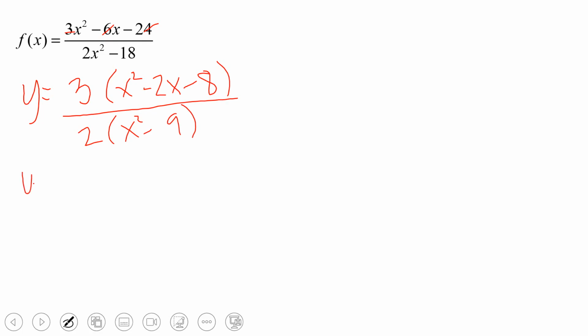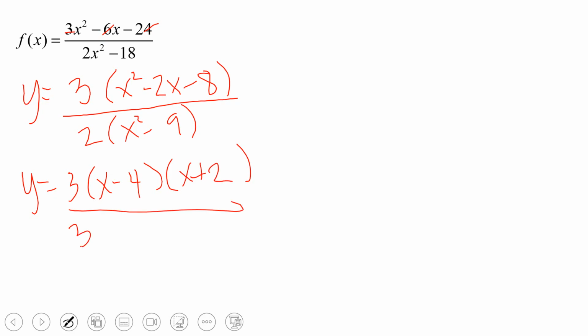Now I need to keep going here. I can ask myself, are there two values that multiply to equal negative 8 and combine to equal negative 2? There are, x minus 4 and x plus 2. And I know that x squared subtract 9 factors into x plus 3 and x minus 3. All of this is beautiful, but notice that I can't reduce any value on top with the exact same quantity or value on the bottom. So there are no holes in the graph.